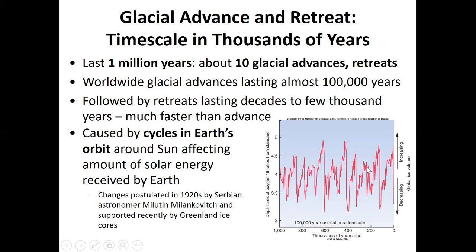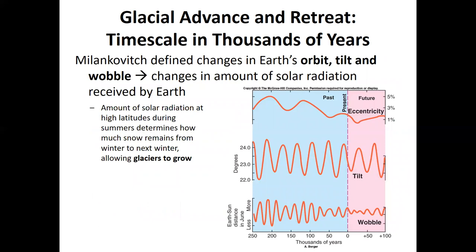This is caused by cycles in Earth's orbit around the sun, which affect the amount of solar radiation received by Earth. These changes were first postulated in the 1920s by a Serbian astronomer known as Milankovic, and they are supported recently by Greenland ice cores. They drill down through the ice and study little air bubbles to get more information about the composition of the atmosphere. The thickness of the layers of ice also indicates how cold or warm the climate was in the past. So those ice cores confirm that.